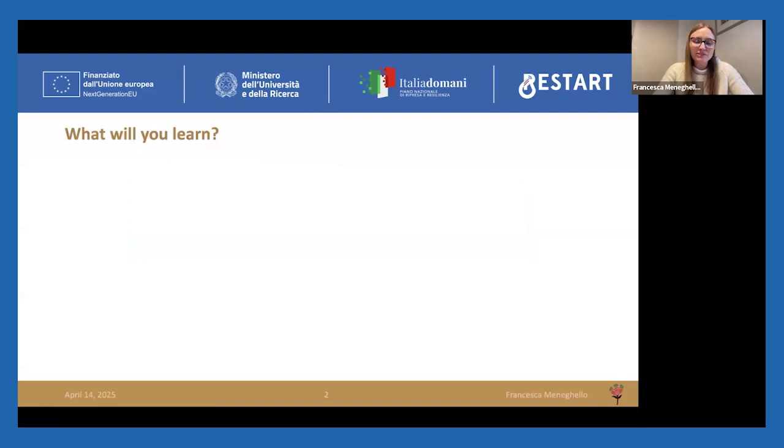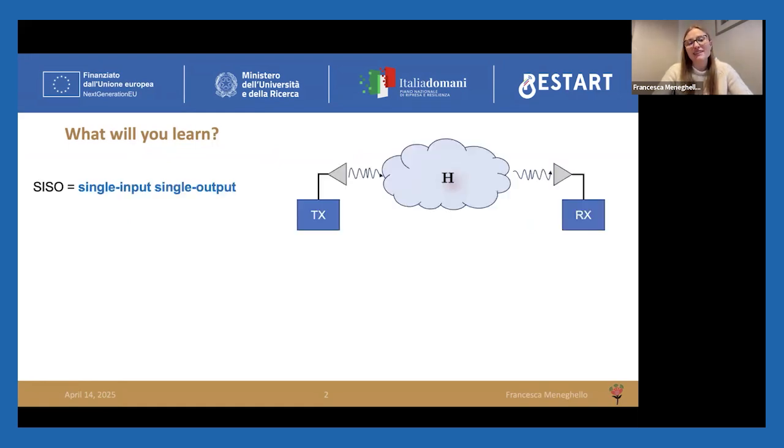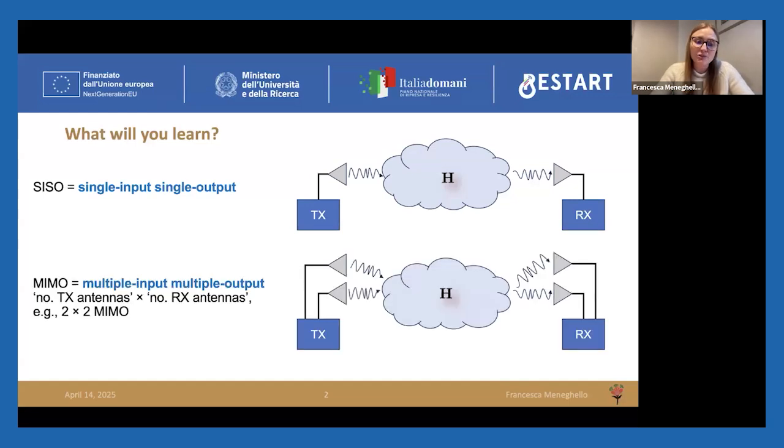And I want to start by making clear the learning objective for this tutorial. So what will you learn, I hope, at the end of the tutorial, is to understand the difference between a system with a single antenna at the transmitter and the receiver, so a single input, single output system, with respect to a system where we have multiple antennas at the transmitter and the receiver side. So a multiple input, multiple output system.